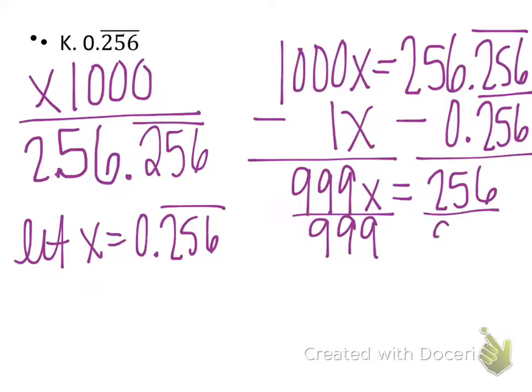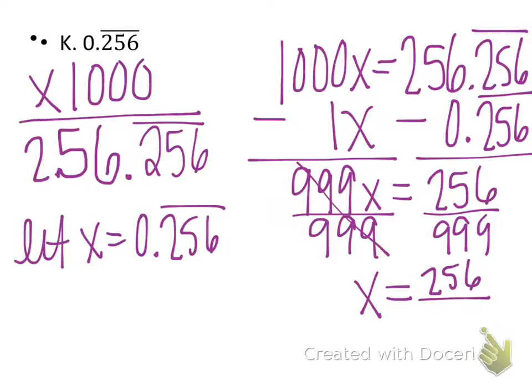Dividing by that 999, we're going to get x equals. And then let's see, we actually cannot simplify that. So 256 over 999 is my final answer. Now, if you do that on your calculator, you will see that you're going to get 0.256 repeating.